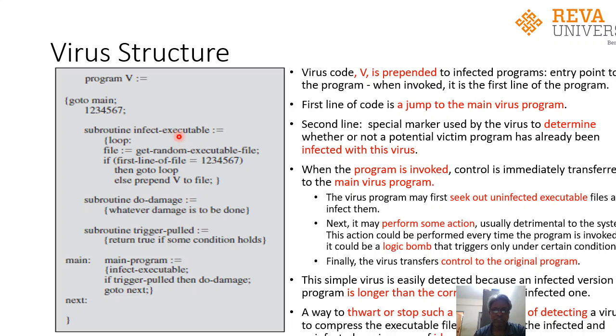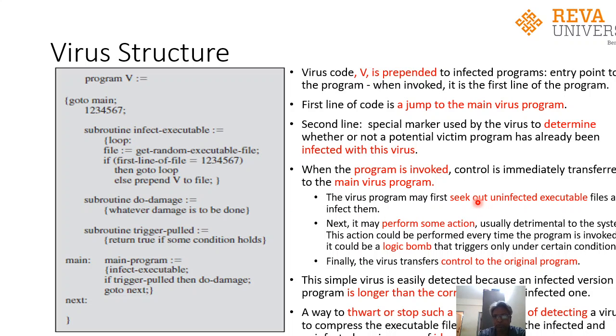When the program is invoked, control is immediately transferred to the main virus program. The virus program will first seek out uninfected executable files and infect them. You can observe here, it is in a loop: get a random executable file. If the first line of the file is 1234567, it is already infected, so go to the loop. If 1234567 is not there, then it will prepend the virus V to the file.